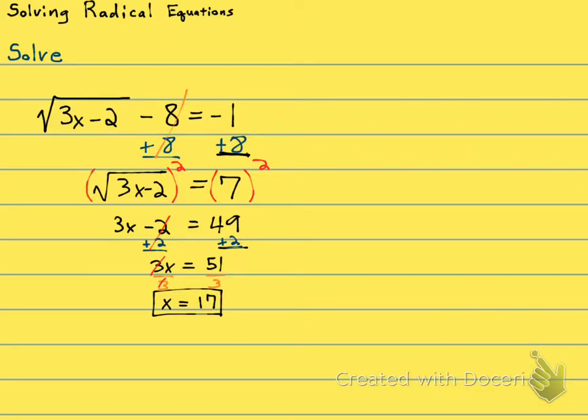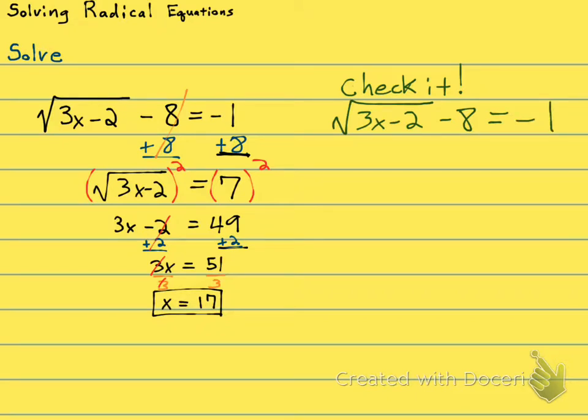Okay, 17 may be my answer, but remember, that's right, I need to check it. So let's come over here and let's go ahead and check it. Check it. All right, here's my original equation. The square root of 3x minus 2 minus 8 equals negative 1. Don't forget the minus 8 equals negative 1.